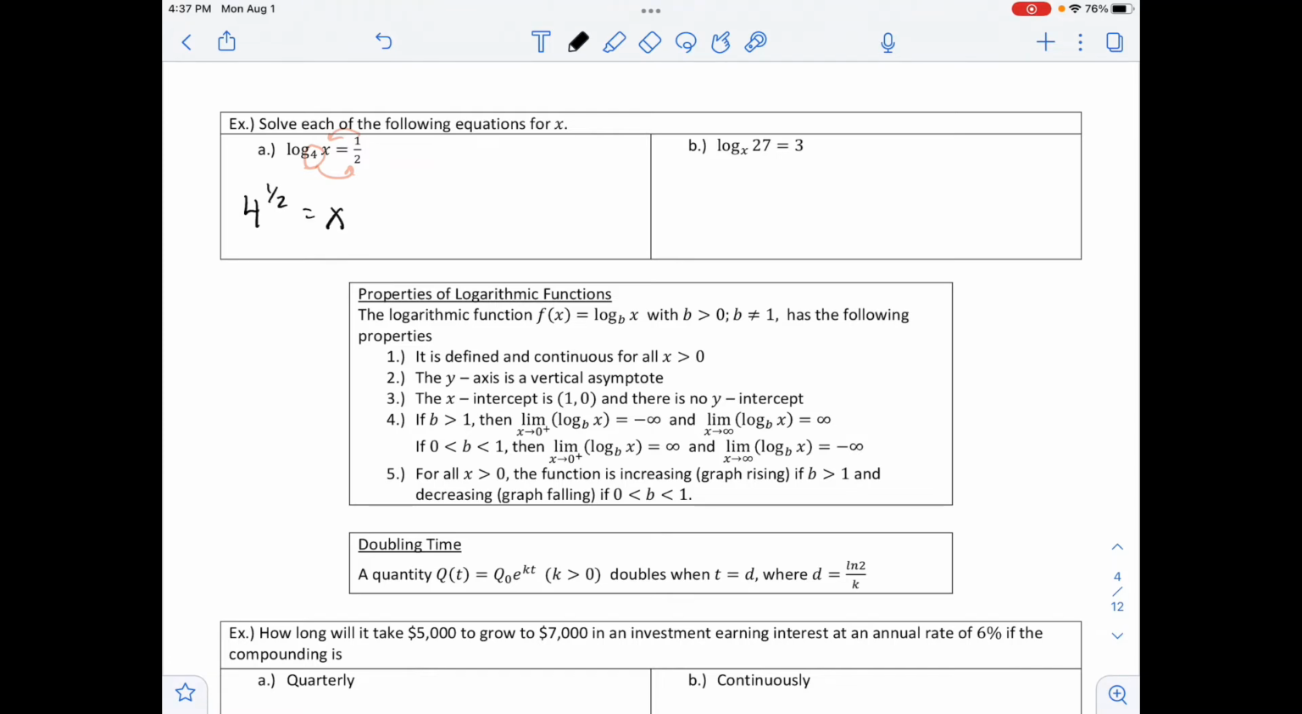From here, I know that the 1/2 power is the square root. So this is the same thing as the square root of 4 is equal to x, or that x is equal to 2.